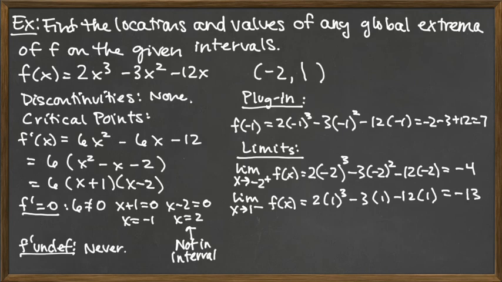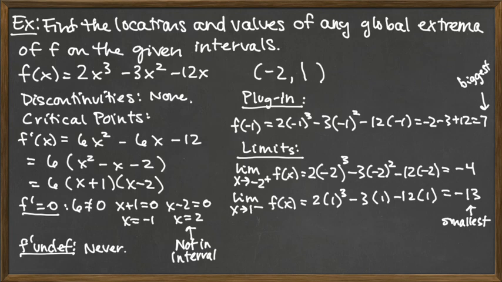So now that we have all of the data, we've got 3 numbers to compare: 7, negative 4, and negative 13. And I see that 7 is my biggest, and negative 13 is my smallest. So it's not as simple as just saying, oh, the biggest is your max, the smallest is your min, because you have to pay attention to whether each one of those came from a plug-in value or from a limit. If it's a plug-in value, the point's there. If it's a limit, the point's not there.